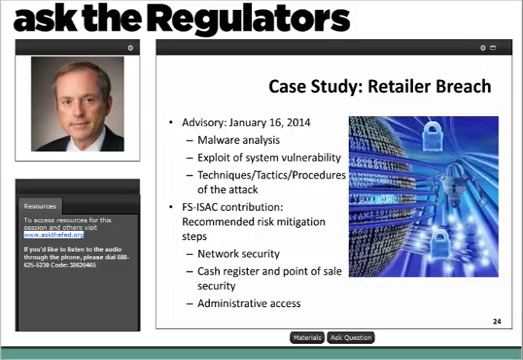FFIEC asked the Secret Service to give us 48 hours before this was released to develop a concrete set of risk mitigation recommendations. They gave us the time we needed to assemble payment processors, card issuers, and some of the card brands to develop several pages worth of mitigation steps. These revolved around the following areas: network security, cash register and POS security, administrative access, and incident response.